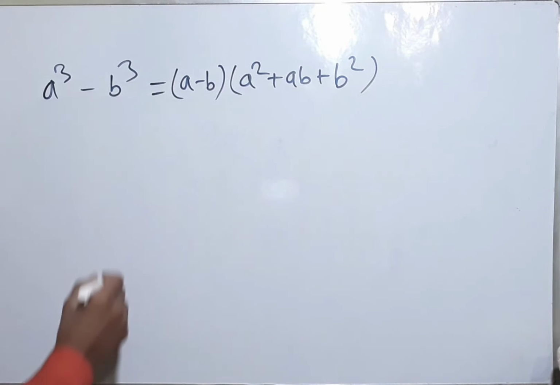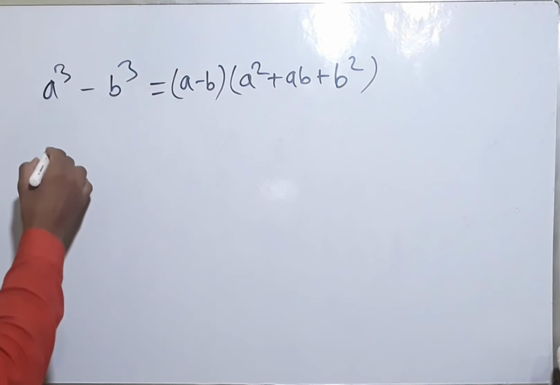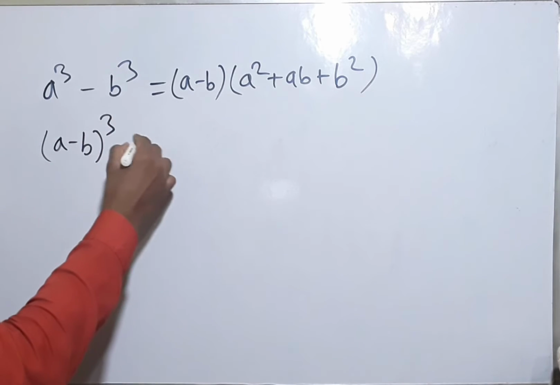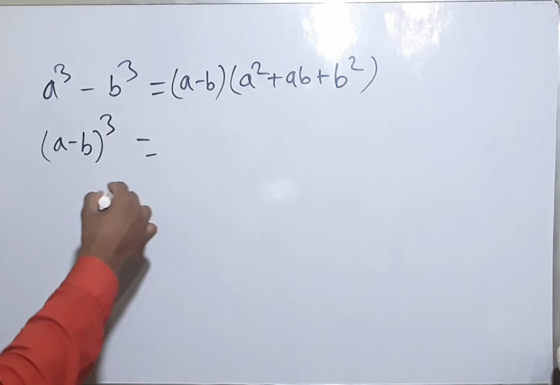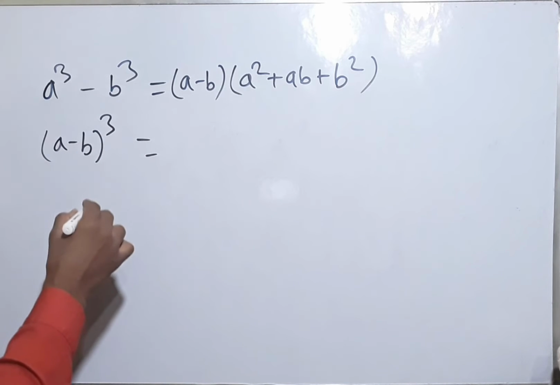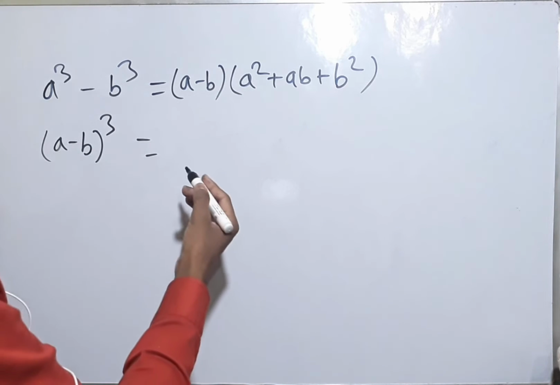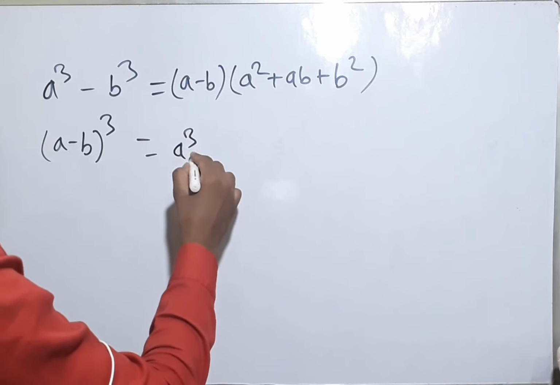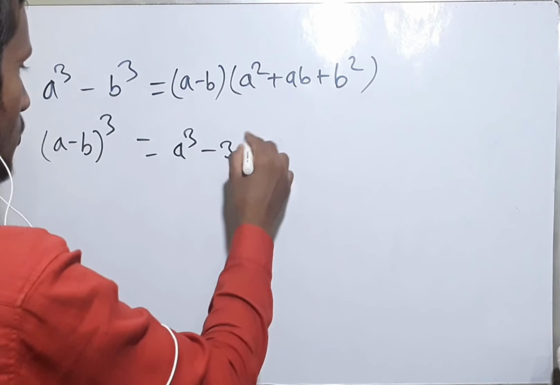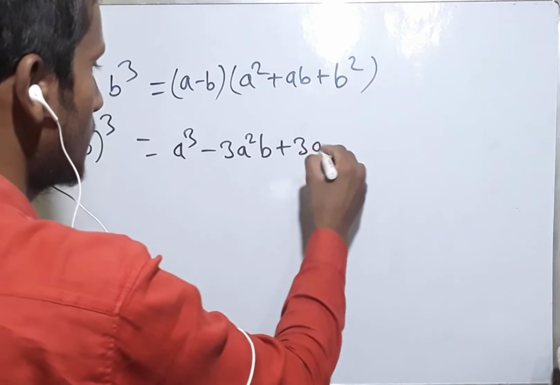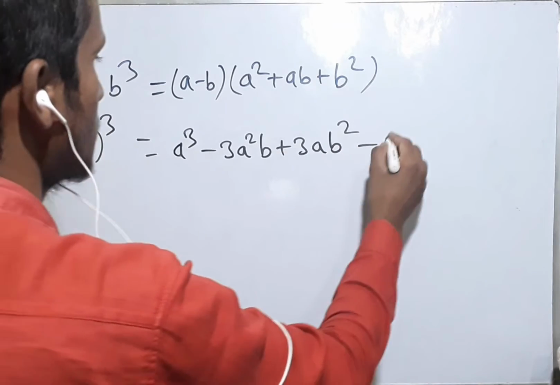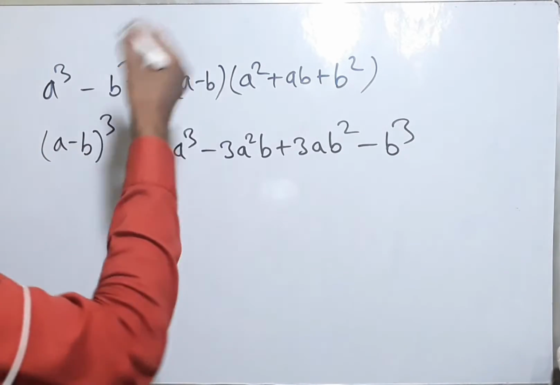Okay, so we can also prove this, as this is minus, we can also prove this from a minus b to the whole cubed. By using another formula, you can prove this, okay? So a minus b to the whole cubed, I've already made a video on what this is equal to. This is equal to a cubed minus 3a squared b plus 3ab squared minus b cubed. So what is this equal to?